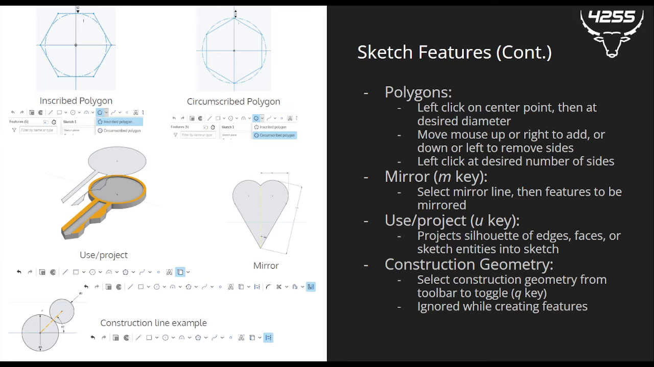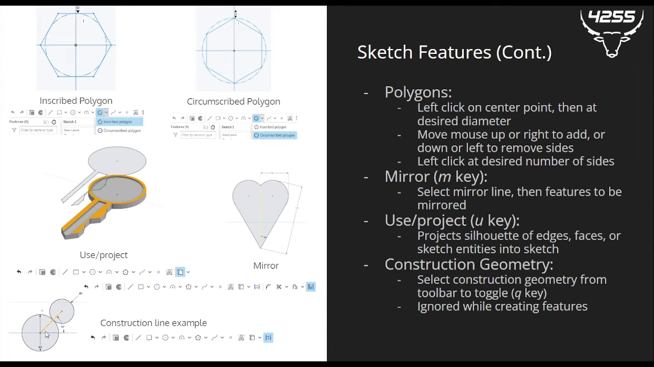Last thing, construction geometry. So this isn't really a tool, this is more like a mode that you can put parts in. I mentioned this earlier with the polygons. Basically, it's just a dotted line like these ones. And the important thing about it is it's ignored when you create a feature. And I'll show you guys later what creating features is. But there are plenty of circumstances where you want a line to be there to help you draw your shape, but you don't want it to actually be a part of your part. And so in those cases you use construction geometry.